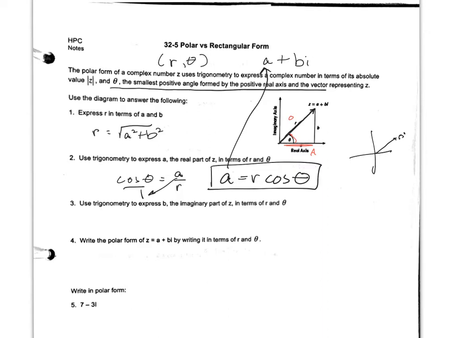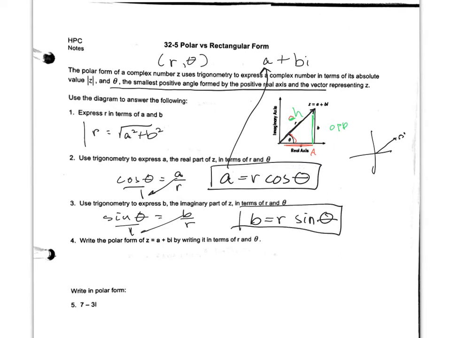Relating this to b, as you can see over here, b is the opposite side. Sorry, this is the hypotenuse. So the sine of theta is equal to b over r. Again, if we cross multiply, we get b equals r sine theta. Then we get real tricky and put an i there just to make it imaginary. So those are the three formulas.